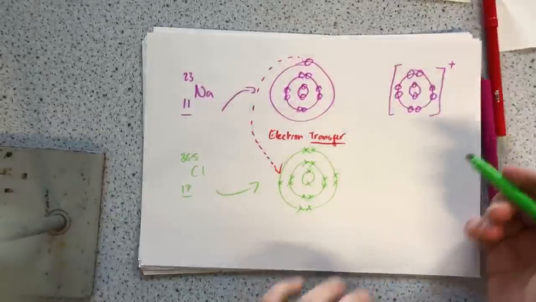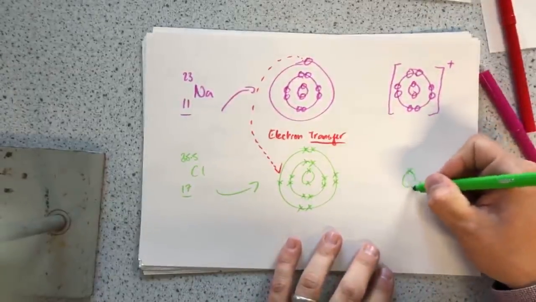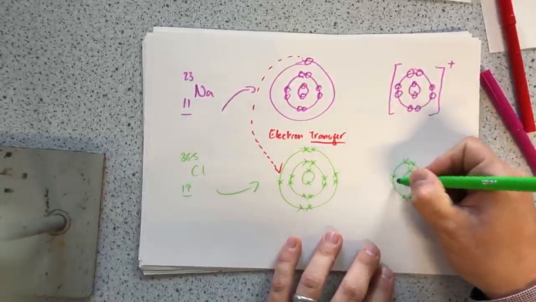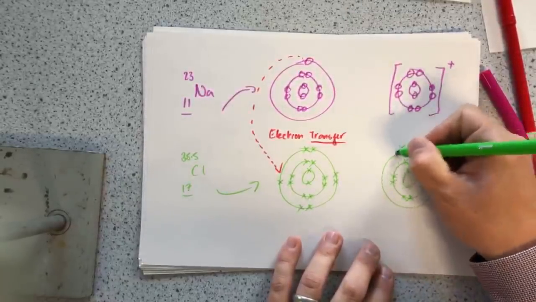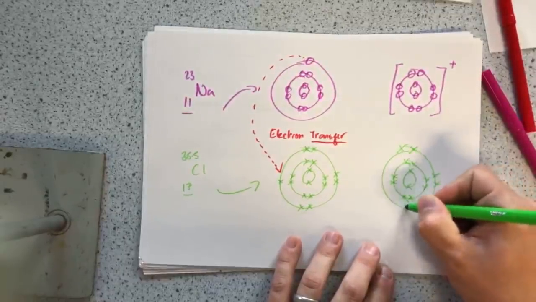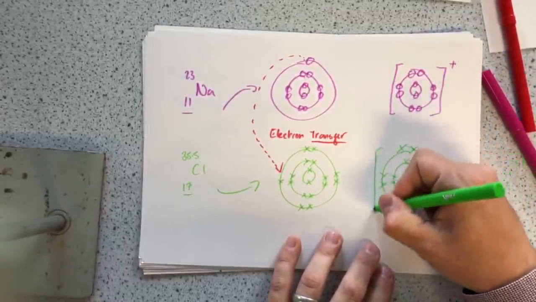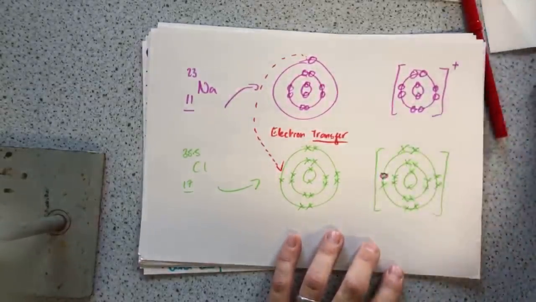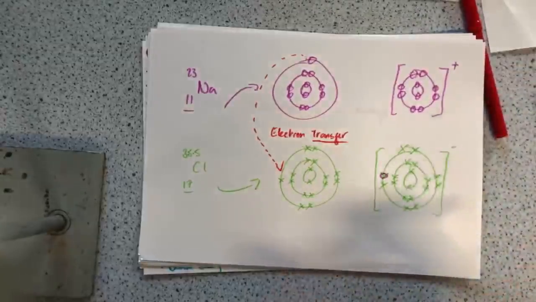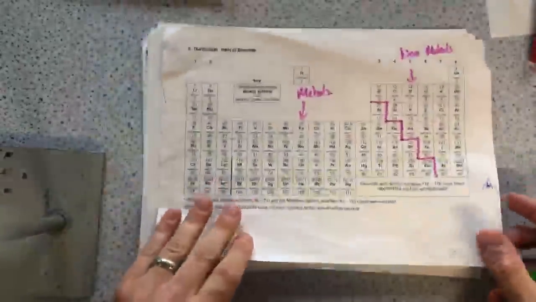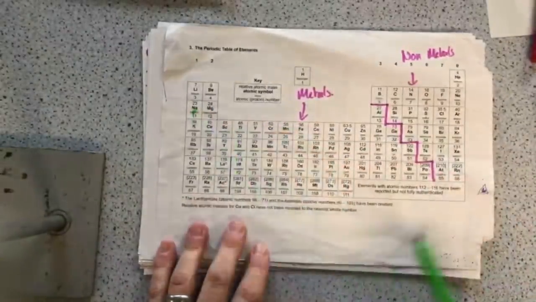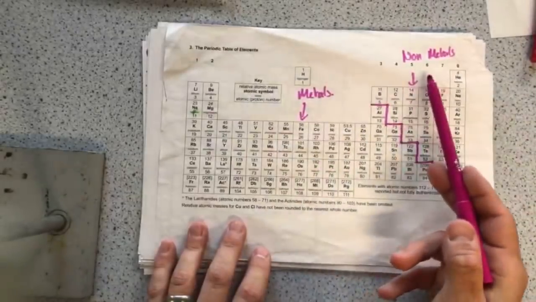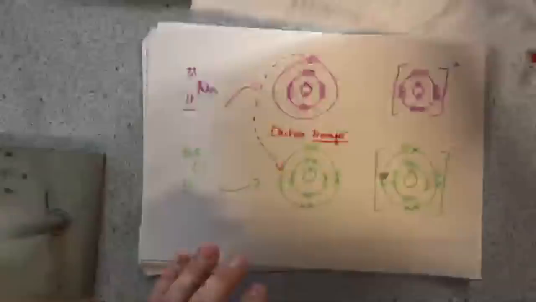At the same time, chlorine here has gained an electron. Now, because it's gained an electron, it's become more negative. Sorry, I should have drawn that to show that it's come from somewhere else. So it is now negatively charged. Now, the reason that the periodic table is important is because sodium here is a metal. Chlorine here is a non-metal. And if we have something that's a metal and something that's non-metal, then we always have ionic bonding.